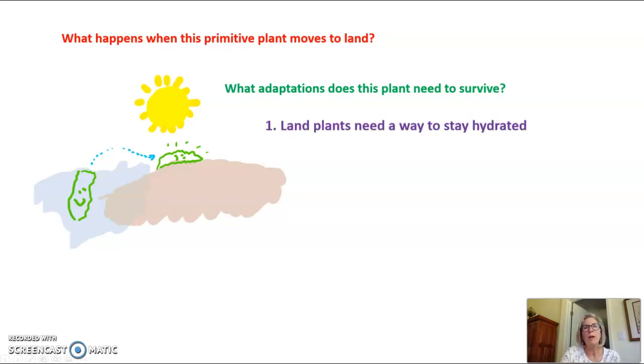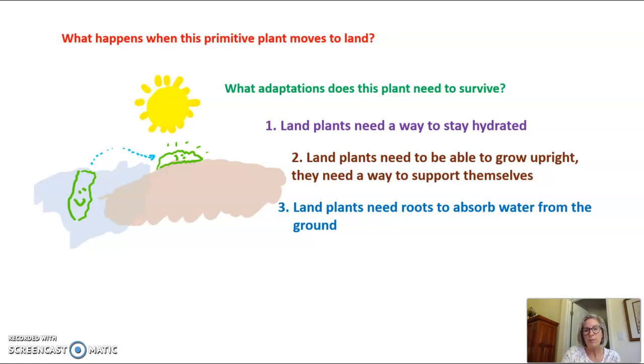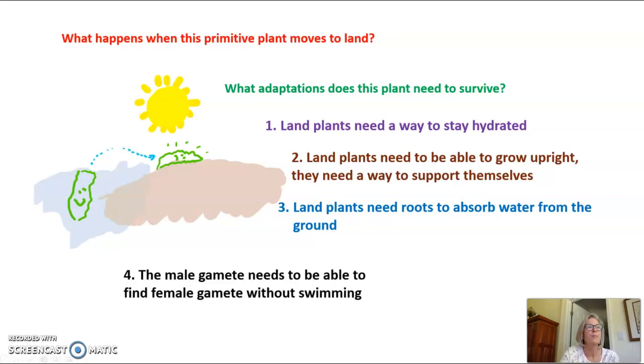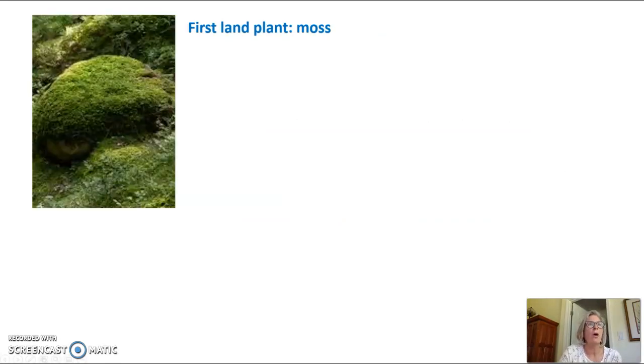Well, land plants need a way to stay hydrated. They need a way to not dry out when they're not continually surrounded by water. Land plants need to be able to grow upright. They need a way to support themselves without the pressure of water surrounding them. They need roots to absorb water from the ground because, again, they're not surrounded by water. And finally, the male gamete needs to be able to find the female gamete without swimming if it's not in water.